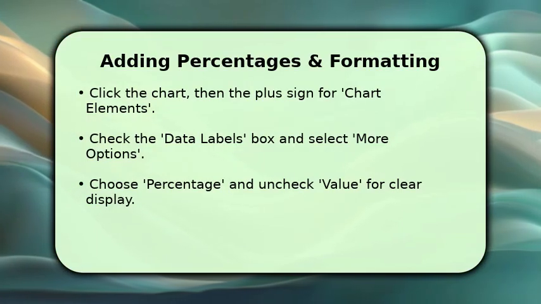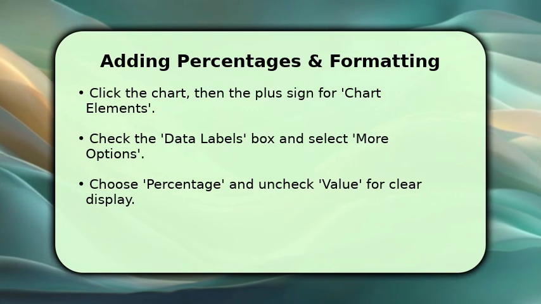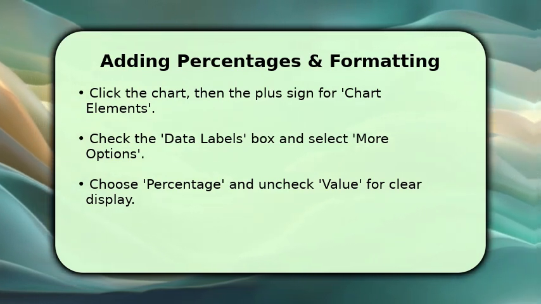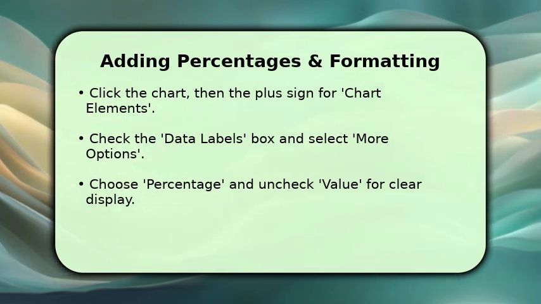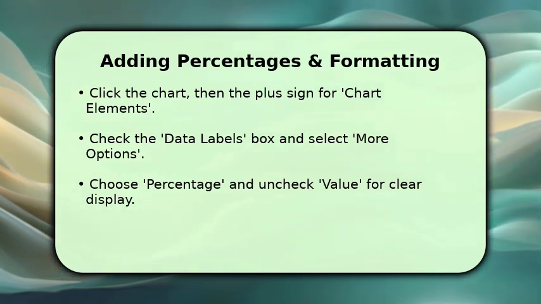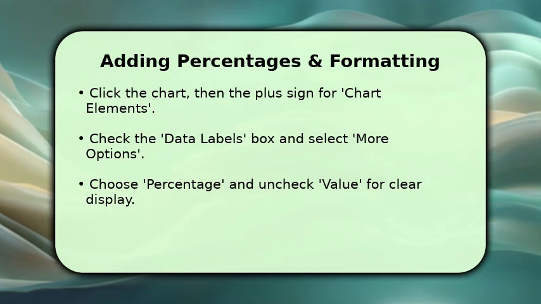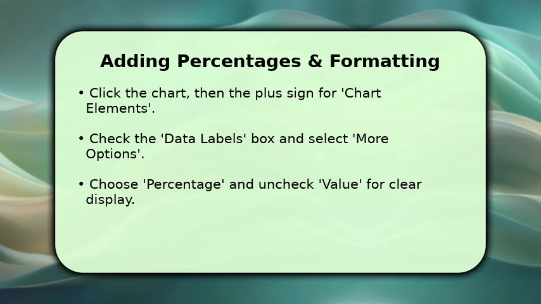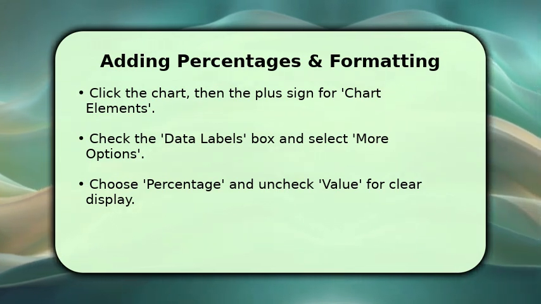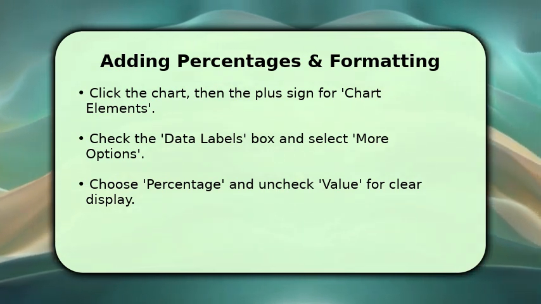With your pie chart now on the sheet, click on it to reveal the chart elements plus sign. Click this, then check the Data Labels box. For percentages, click the arrow next to Data Labels and select More options. In the Formatting pane, choose Percentage and uncheck Value to show only percentages. You can also adjust label position and font for better readability.